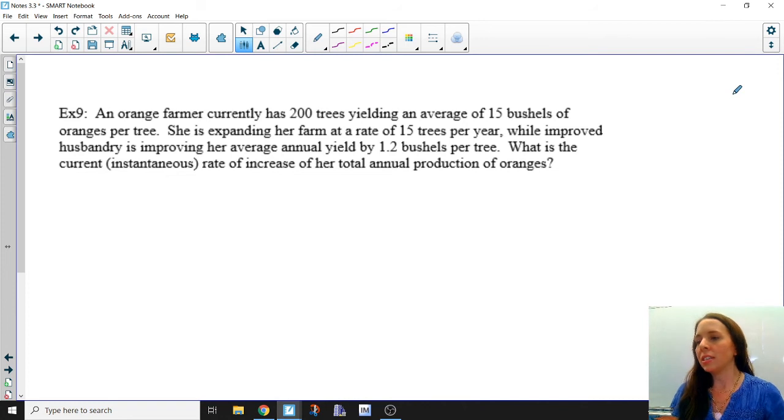All right, she's expanding her farm at a rate of 15 trees per year. That means that she has 200 trees right now, but every year she's adding about 15 more trees. Okay, I love this part. While improved husbandry is improving her average annual yield by 1.2 bushels per tree.